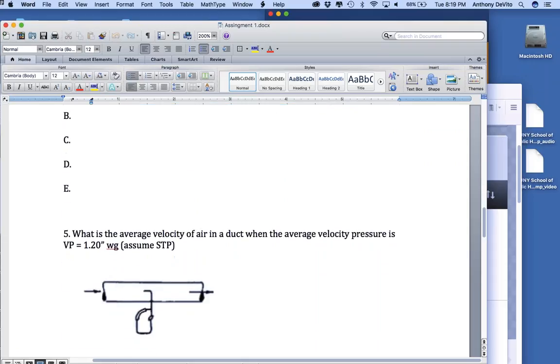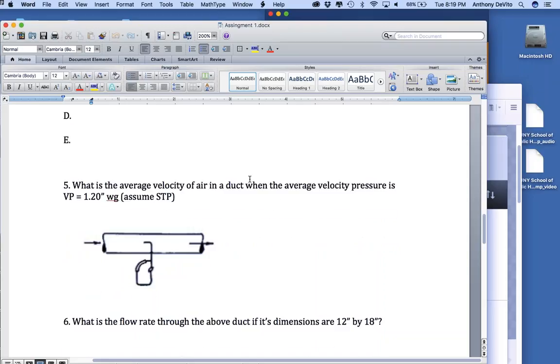Yes? What is the average velocity of air in a duct where the velocity pressure is equal to 1.2 inches WG, water gauge, inches of water, basically? Okay, so how would you approach that? Velocity of air. The only thing you need to know here is the velocity pressure to deduce the velocity. For total pressure you need to know static pressure also, but the velocity pressure is just the force of the moving air.